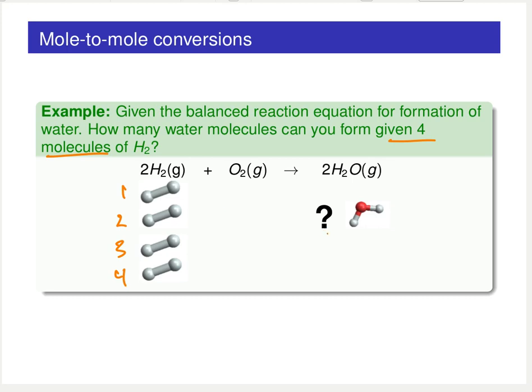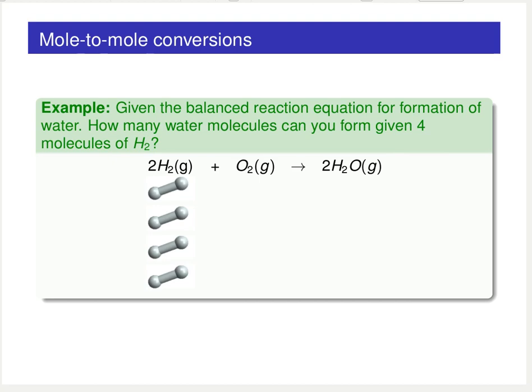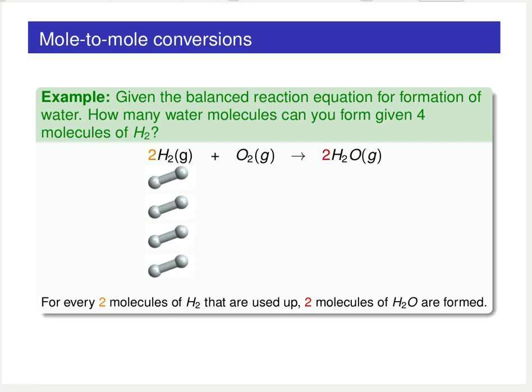And our goal now is to figure out how many water molecules you can form using this balanced chemical reaction equation. Okay, so our first step then is going to be to really focus in on that balanced chemical reaction equation, which essentially gives us the recipe we need to follow for forming water. And specifically, what this balanced chemical reaction equation tells us is that for every 2 molecules of H2 that are present, you are going to form 2 molecules of H2O.